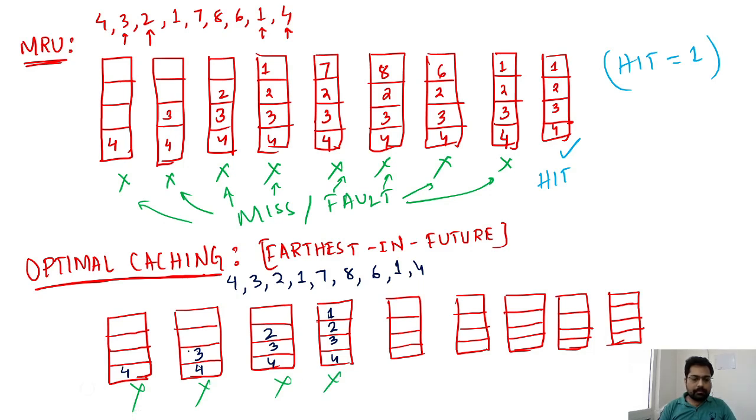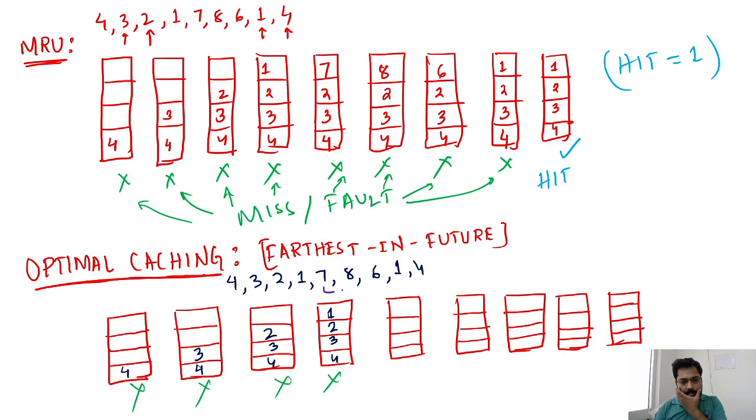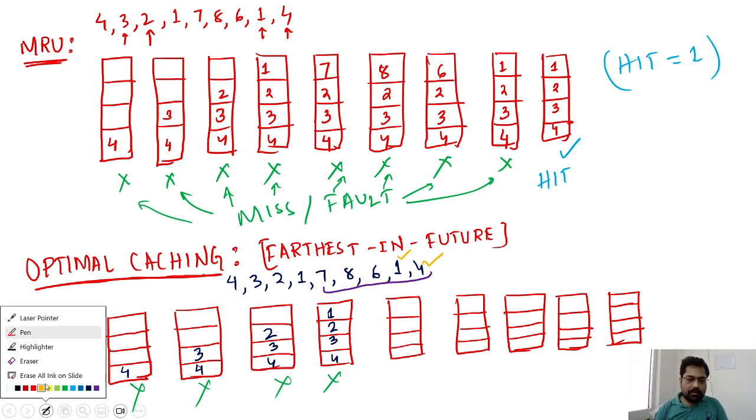Next, when 7, 8, 6, 1, 4 are coming, we have to check in the future whether there is any value we will be focusing on, or any data through which we can focus on the future. Here we found 4 could be used, and 1 could be used. Others are not useful for us. Clear?